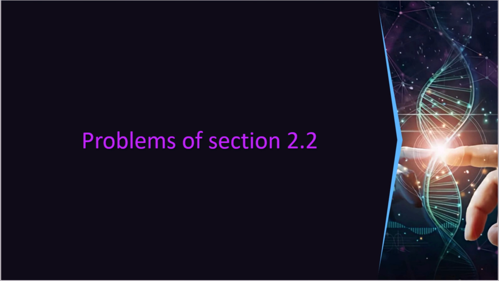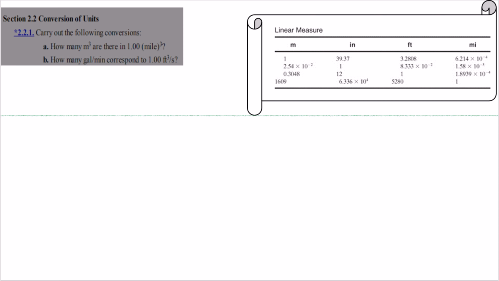Let's continue with problems of section 2.2. The first one. Carry out the following conversions. How many cubic meter are there in 1 mile power 3? First of all, in this question, you must start with the things that are known. This is known for me. I mean, I have it. So, 1 mile power 3 must be converted to meter power 3. Look at here. This is the last pages of our book I have brought for you.